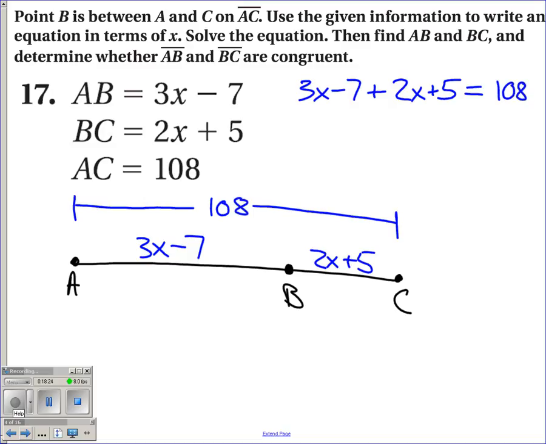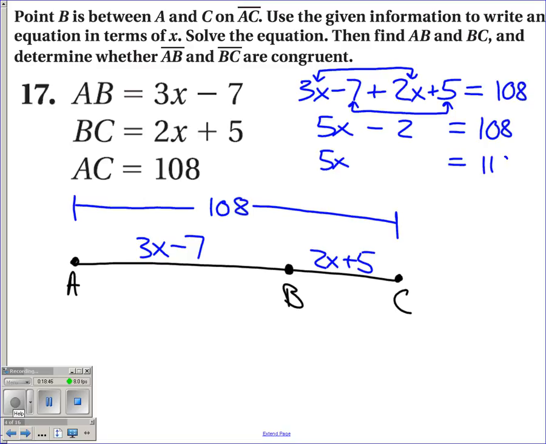Again, combining like terms, the 3x and the 2x add up to 5x. Minus 7 and the plus 5 is going to be minus 2. That's equal to 108. Adding 2 to both sides, we have 5x is equal to 110. And then to eliminate the 5, we divide both sides by 5. X is equal to 22. Well, now that we know the value for x, we can substitute it back in.